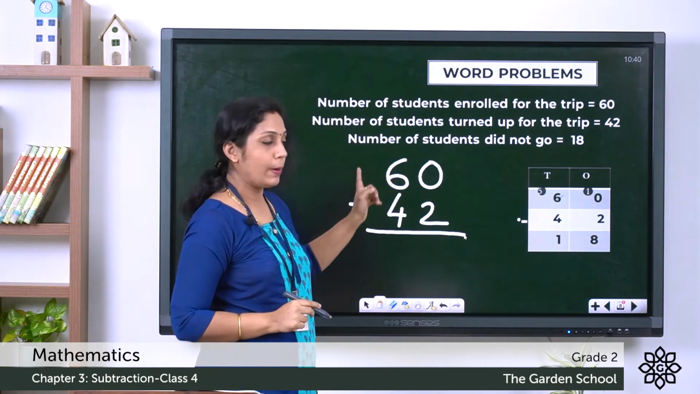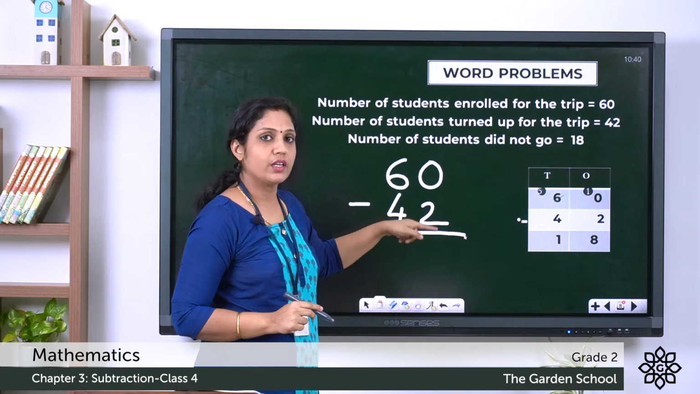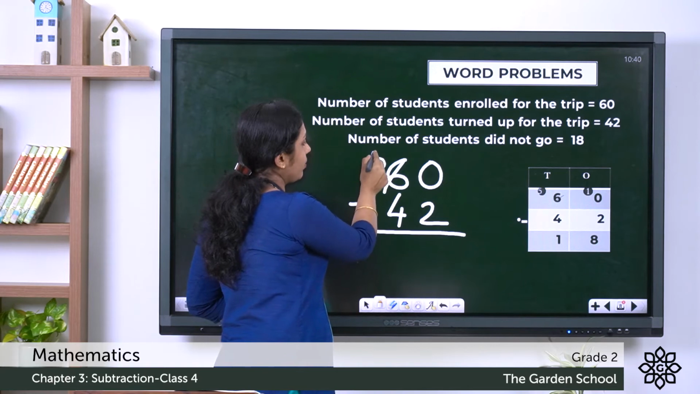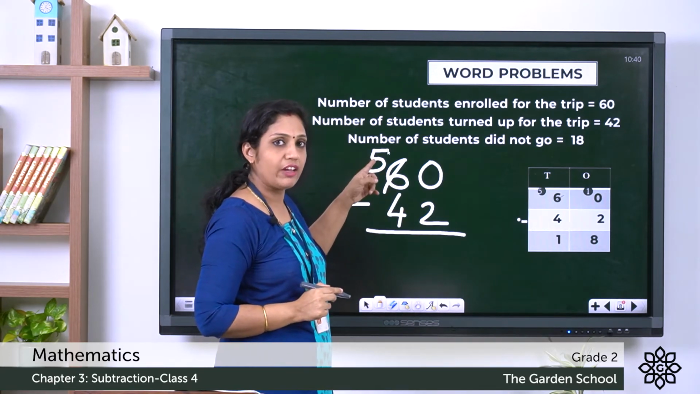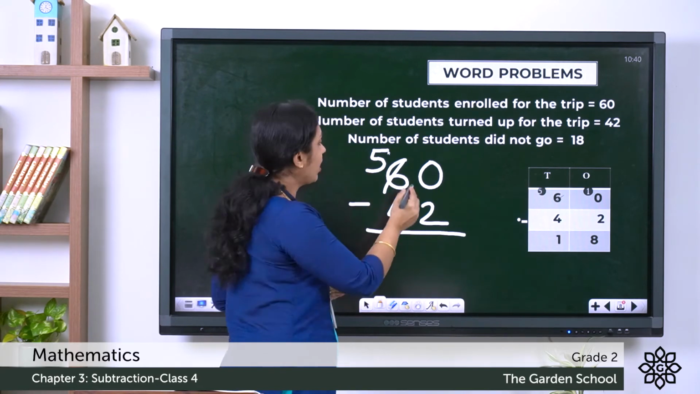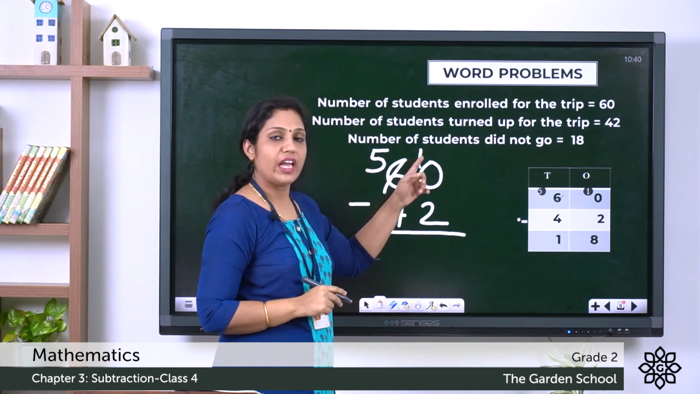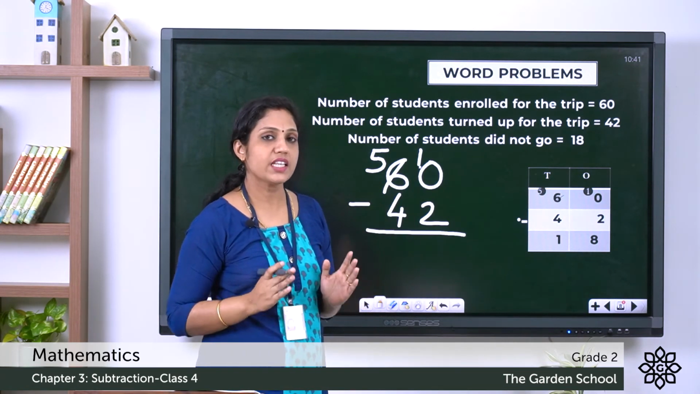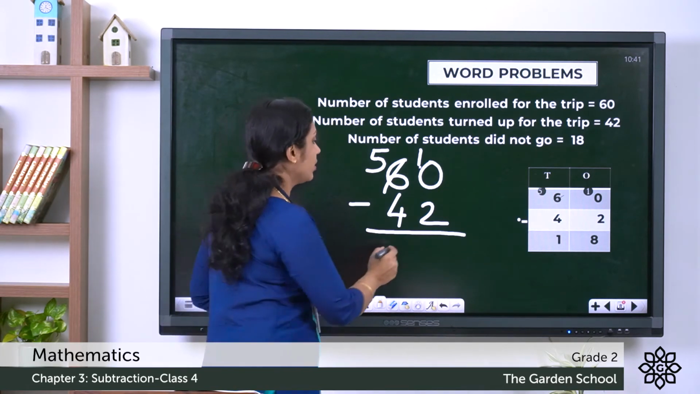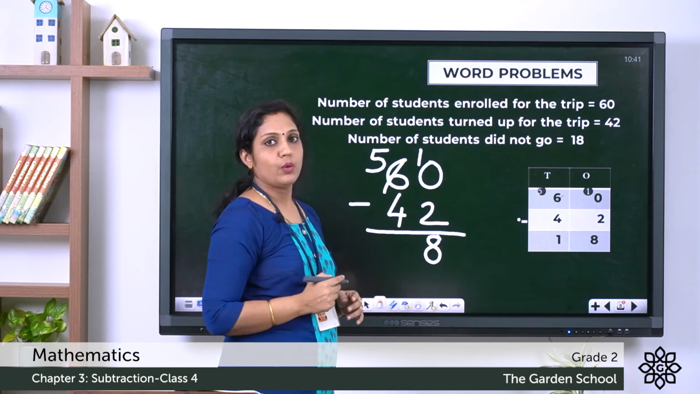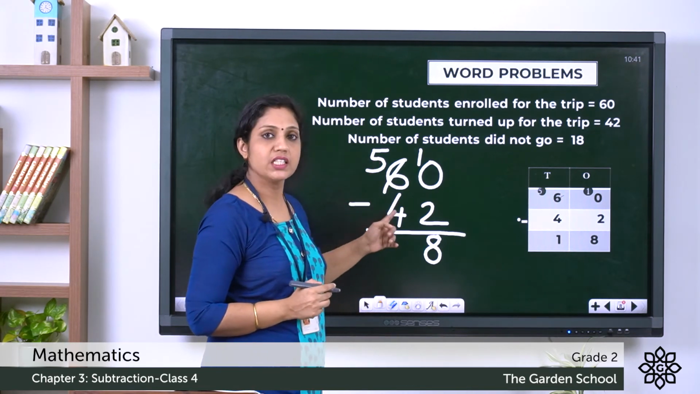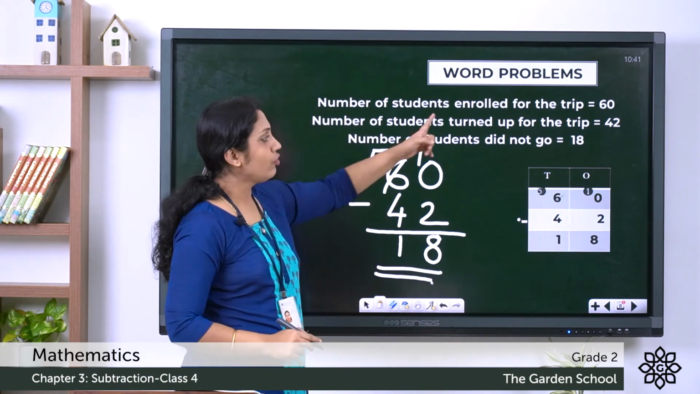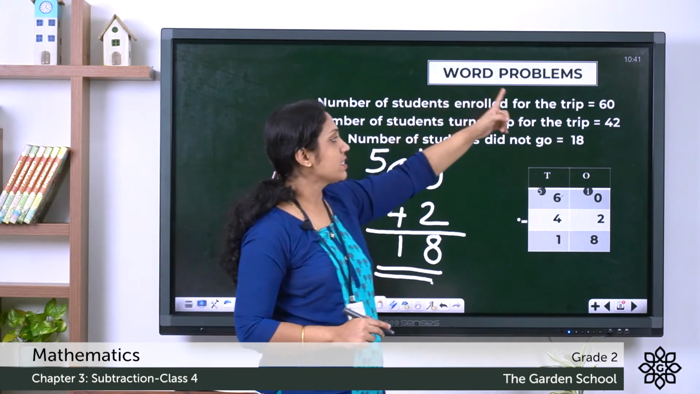It is 0 minus 2. 2 is greater. What do we need to do? We have to go to the tens position. We are taking 1 from the tens position, that is 6. We get 5 in the tens position and moving on to the ones position, we get 10 here. Now we have 10 in the ones place. What should we do? 10 minus 2. How much is 10 minus 2? Yes, it is 8. So write that in the ones position. We have in the tens position 5 minus 4. It is 1. So how many students did not go for the trip? It's 18. Write this answer there.